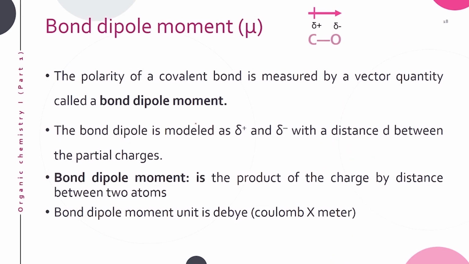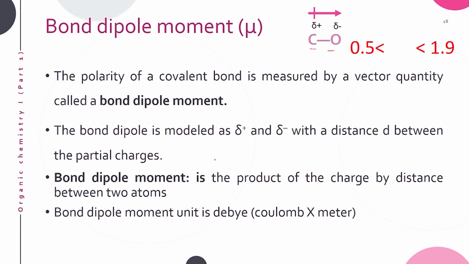Now moving to another topic, polar and non-polar molecules. We saw that the polarity of the covalent bond rises when the difference in the electronegativity of bonded atoms is larger than 0.5 and less than 1.9. The polarity of the covalent bond is measured by a vector quantity called a bond dipole moment.